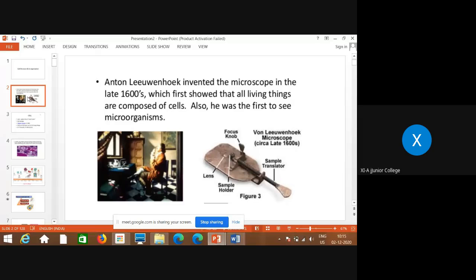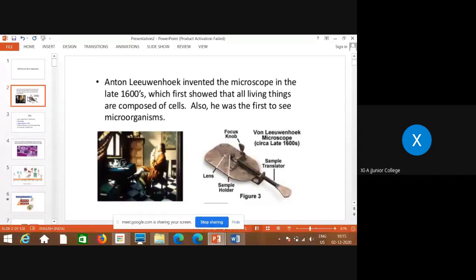Now everybody knows that whenever we want to study a cell, which is not seen by our naked eyes, what is required is a microscope. And when Antony von Leeuwenhoek invented the microscope in the late 1600s, it first showed that all living things are composed of cells. Also, he was the first to see microorganisms. And you can see this picture which is there in your textbook also.